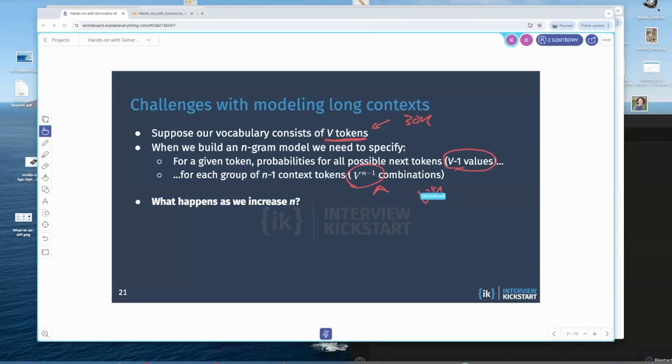So the number of parameters I need to keep track of is going to scale exponentially in the context size. So it's going to get very, very big very quickly. And it's going to get too big to manage before I have an n that gives me an actual useful, accurate language model.